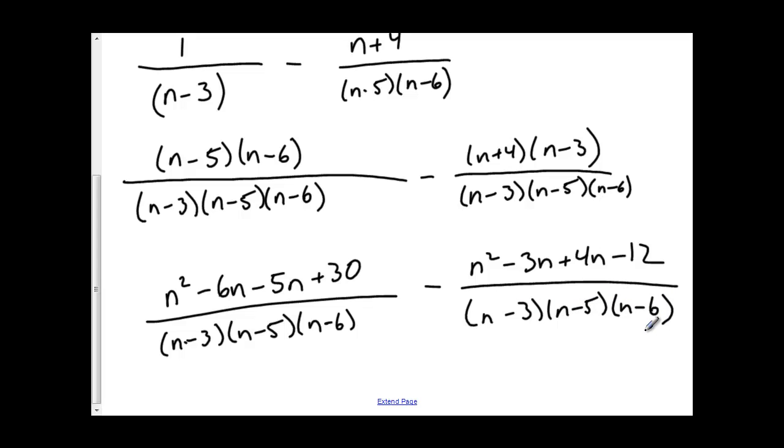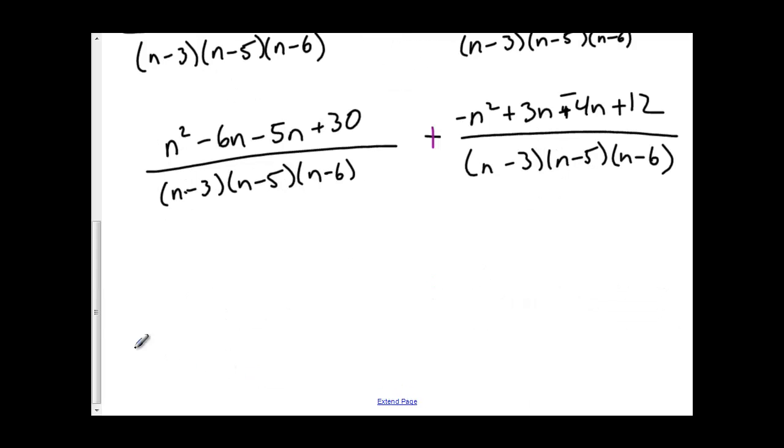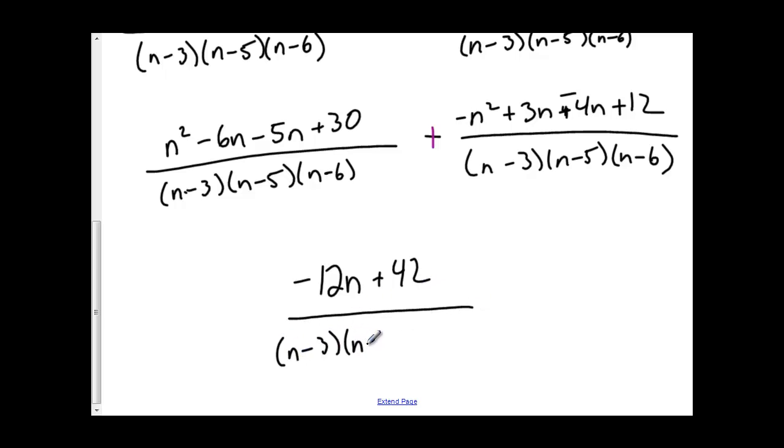Now when I'm doing these, I find the easiest thing to do, because this is subtraction, so I don't forget signs, I'm going to change that to plus, and I'm going to change all of the signs in my second one. Just because then I'm not going to forget that that negative's there. Now I just need to add. So n squared minus n squared is going to give me 0. The n's are gone. Negative 6 and negative 5 is negative 11. Plus 3 is negative 8. Minus 4 is going to be negative 12n. And then I've got 30 plus 12 is going to give me 42 all over n minus 3, n minus 5, and n minus 6.